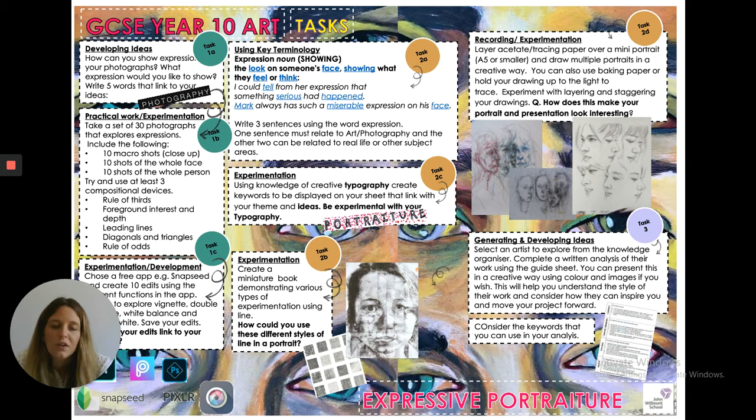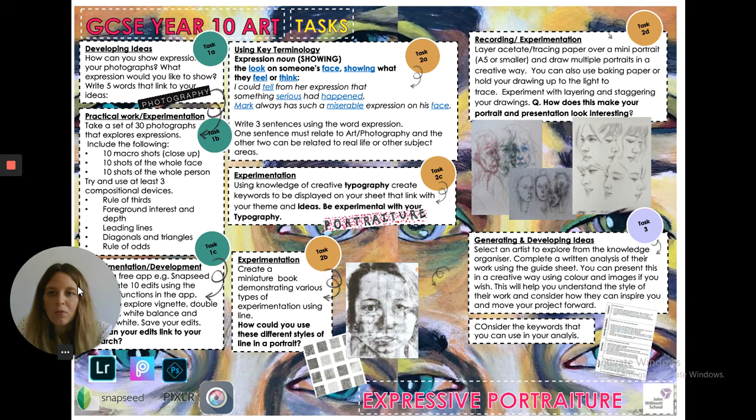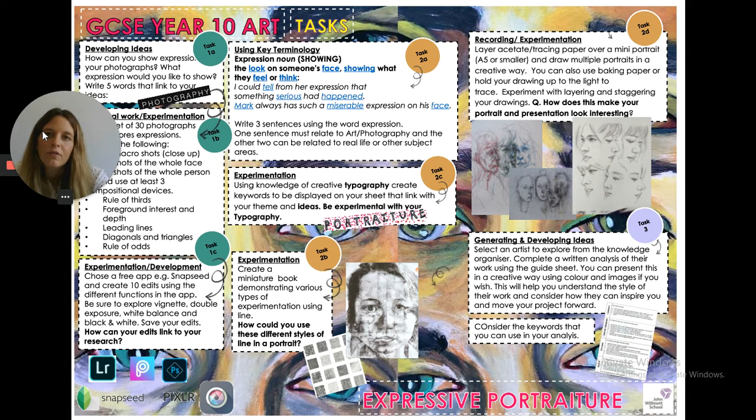So take 30 photographs of friends or family or even yourself, and think about those compositional devices there that are listed as well. You can also do a little bit more research into those if you wanted to. Once you have looked at your photographs and you're happy with them, have a good look through and then select 10 of them and have a go at editing them.